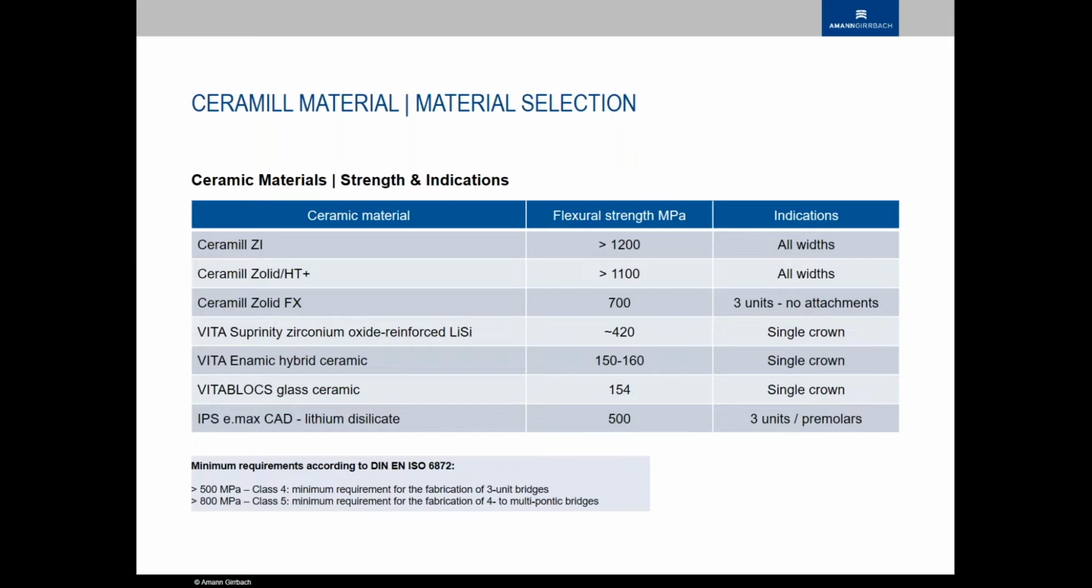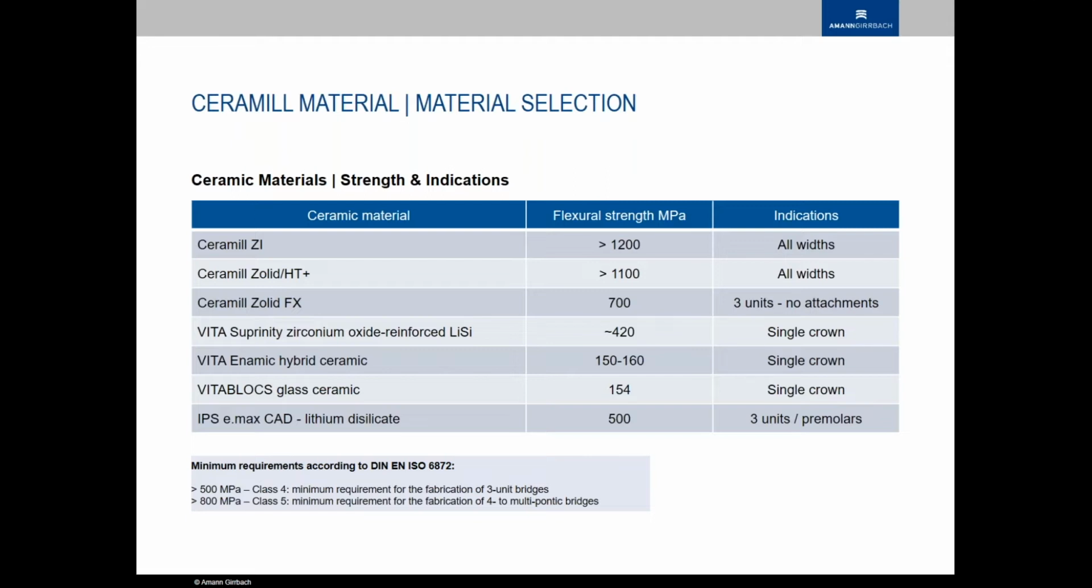Okay, so here again we can see the different indications what we could do with what materials. So yes, the ZI would be perfect for all widths or spans. With 1200 megapascal it is very hard and very doable, but it's just unfortunately not the most aesthetic zirconia. Still, there are cases where you have to cover a very dark stump shade where you actually are going purposely onto a low translucent material, or it's maybe some metal you have to cover up. It's maybe an implant case and you don't have a lot of space there and you're afraid that the metal is going to shine through, then this might be the material to go for.